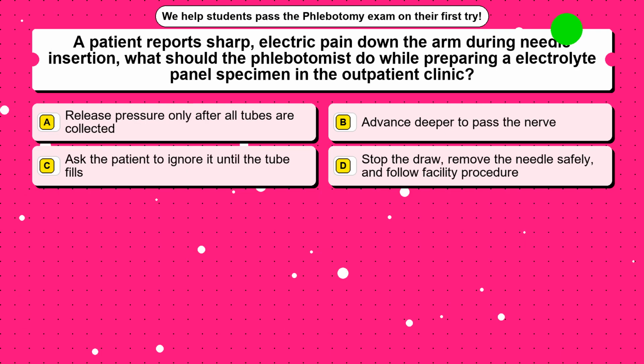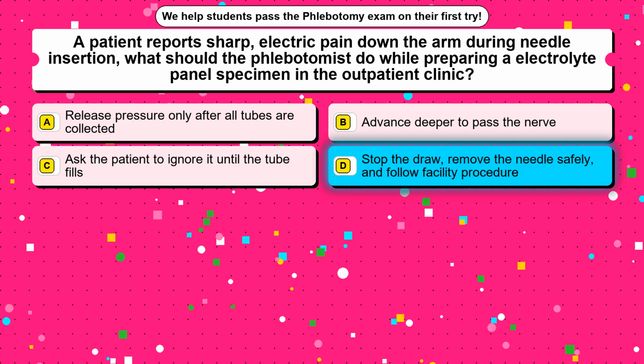Question 16. A patient reports sharp, electric pain down the arm during needle insertion. What should the phlebotomist do while preparing an electrolyte panel specimen in the outpatient clinic? Option A. Release pressure only after all tubes are collected. Option B. Advance deeper to pass the nerve. Option C. Ask the patient to ignore it until the tube fills. Option D. Stop the draw, remove the needle safely, and follow facility procedure.